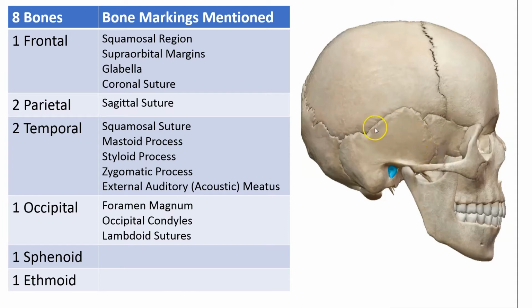The temporal bone articulates with the parietal bones through the squamosal suture, which runs along here.